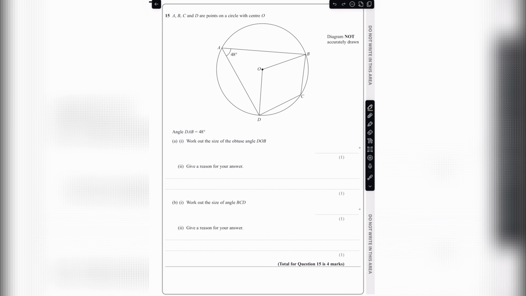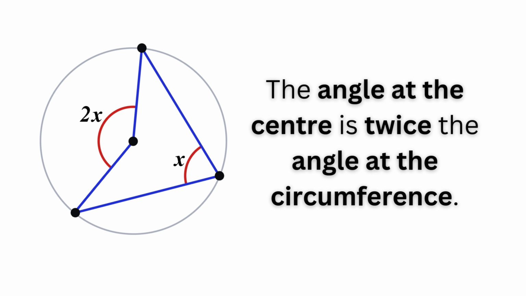In question 15, we are told that A, B, C, and D are points on a circle with center O. Angle DAB equals 48 degrees. Work out the size of the obtuse angle DOB. So the obtuse angle DOB is this angle here, and very clearly we can see that this angle is going to be double the angle DAB, because the angle at the center is twice the angle at the circumference.